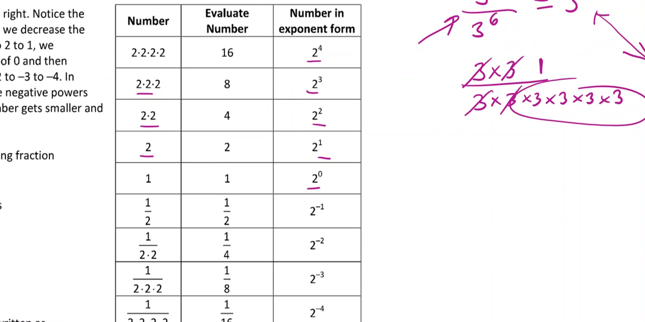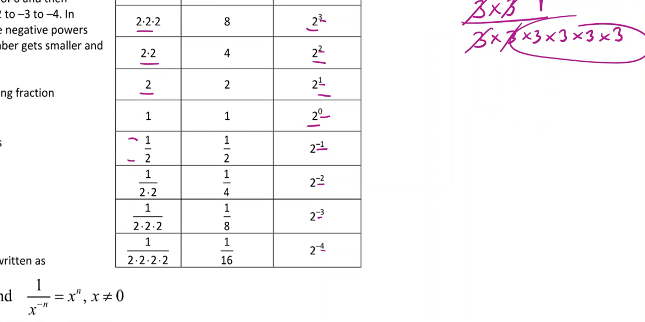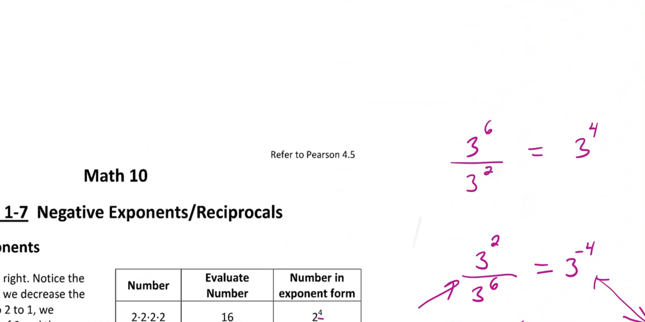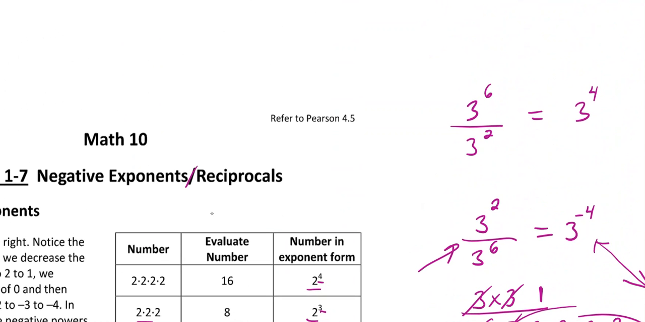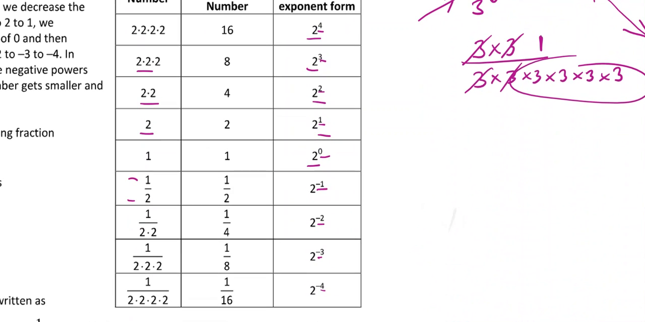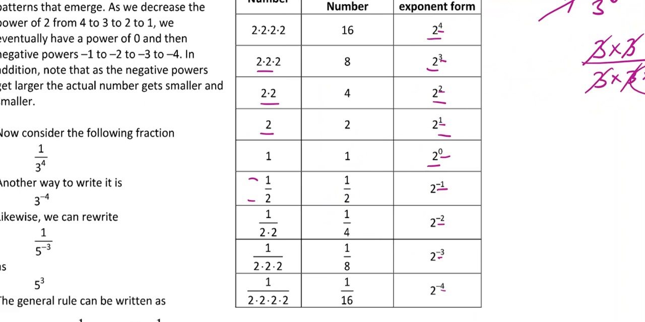Okay, so let's look at the pattern as we keep going down. If I've got 1 over 2, that's going to be 2 to the power of negative 1. See how this went? 4, 3, 2, 1, 0, negative 1, negative 2, negative 3, and negative 4. So you can just see that pattern. It's 1 over, and that's called the reciprocal. That's why the name of this lesson was negative exponents and reciprocals, because negative exponents are the reciprocal. It's flipping it upside down.